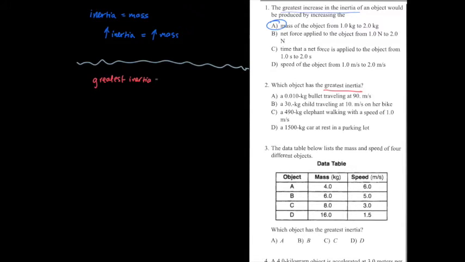Number 2, again, which object has the greatest inertia, so we're looking for just the greatest mass value, and that's choice D. Doesn't matter if it's in motion or not, we're only looking at the mass. Speed has nothing to do with it. And number 3, again, which has the greatest inertia, regardless of speed, choice D is also our answer because it has the greatest mass out of these 4 choices.